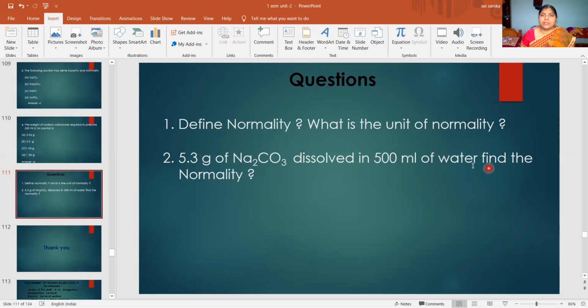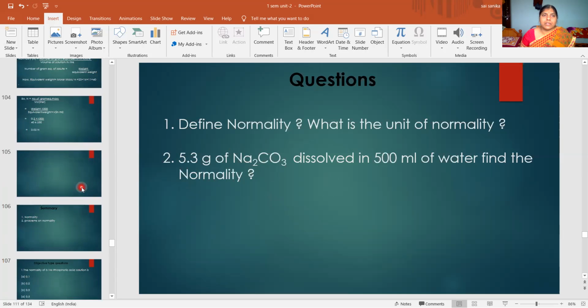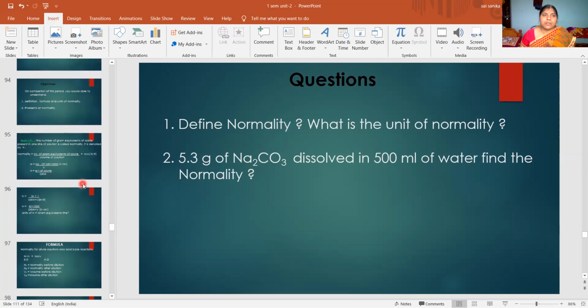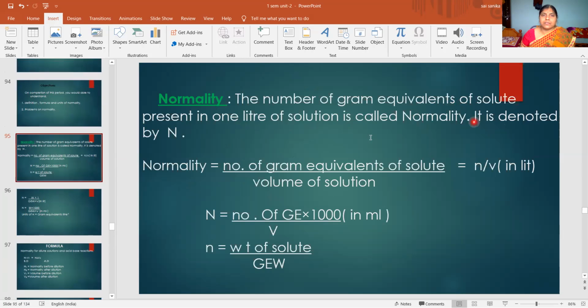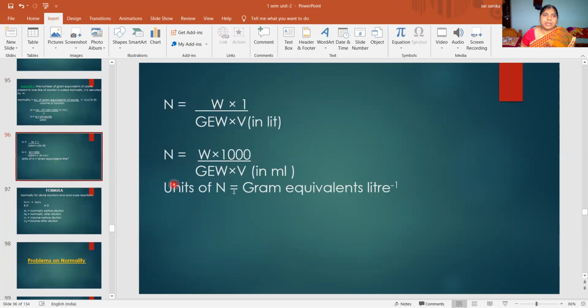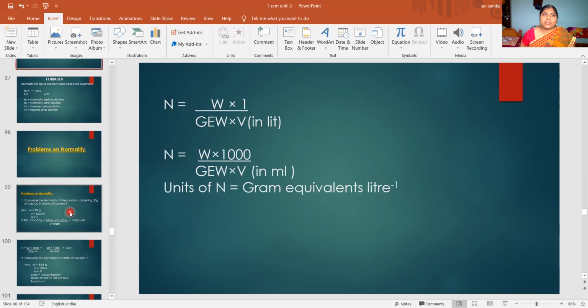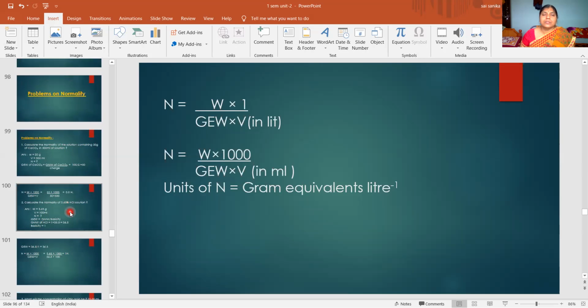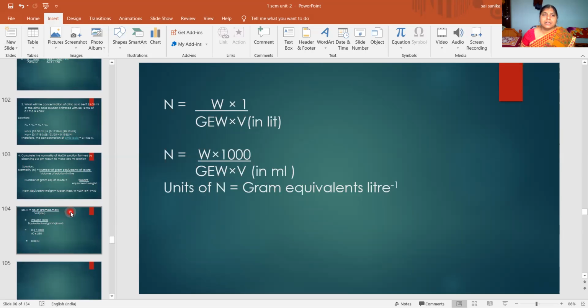Like that we have to calculate the normality of the solution. These are some of the problems you will get based on normality. So today, what have we studied? What is normality? The number of gram equivalents of solute present in 1 liter of solution is called normality. It is denoted by N. Then the units for normality: this is the formula for normality, and the unit is gram equivalents per liter. We also studied how to do problems based on normality.